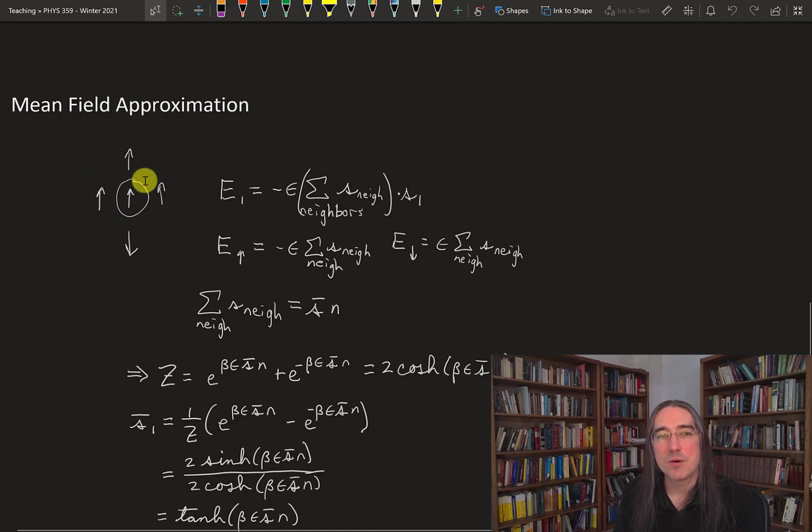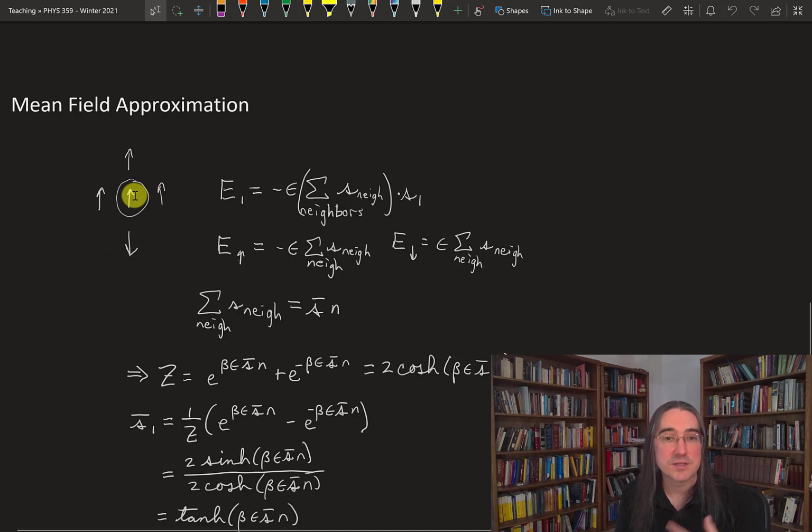We're going to look at one particular spin, think about how it connects to every other spin in the system, and then at the end we're going to say, aha, let's assume that the average of these equals the average of this.